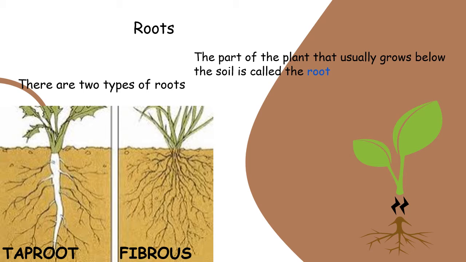Fibrous roots. Fibrous roots consist of many thin and bushy roots instead of one main root. Plants such as wheat, rice and grass have fibrous roots.